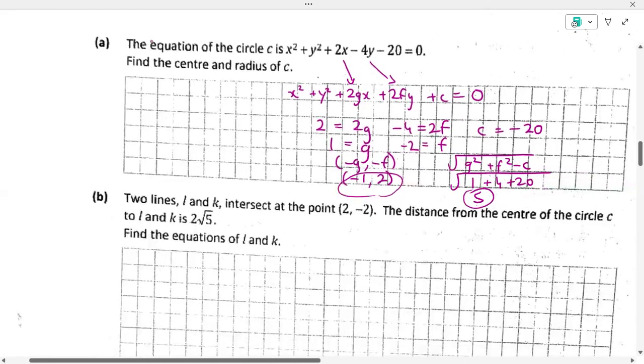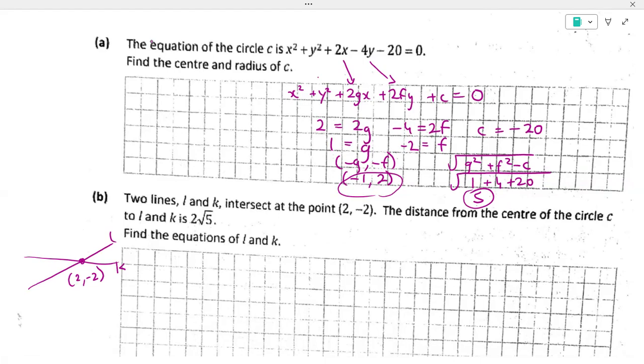Two lines L and K intersect at the point (2, -2). So we have two lines that intersect at (2, -2). One is L, one is K. That's all we know about them for the moment. The distance from the center of circle C, so we're not sure where circle C is, let's say it's here somewhere, to L and K is 2√5.